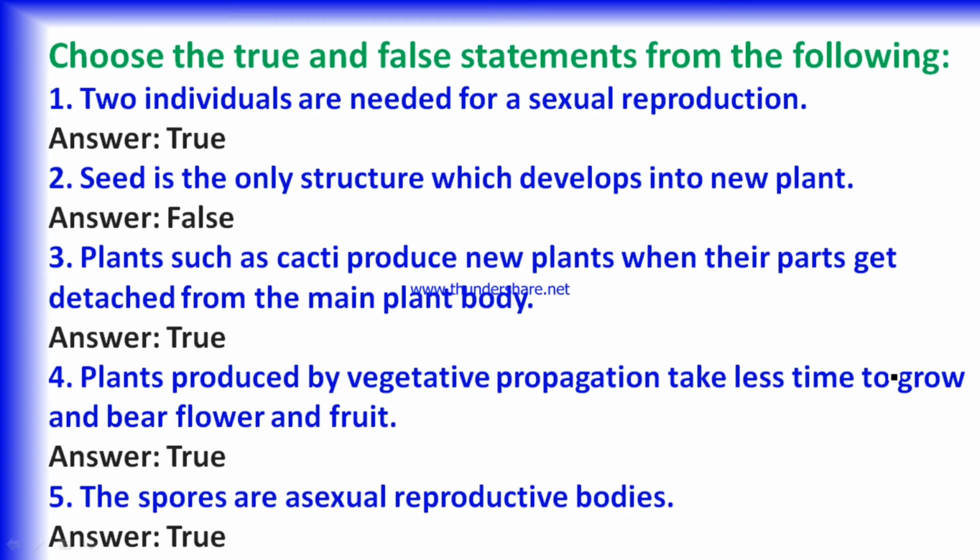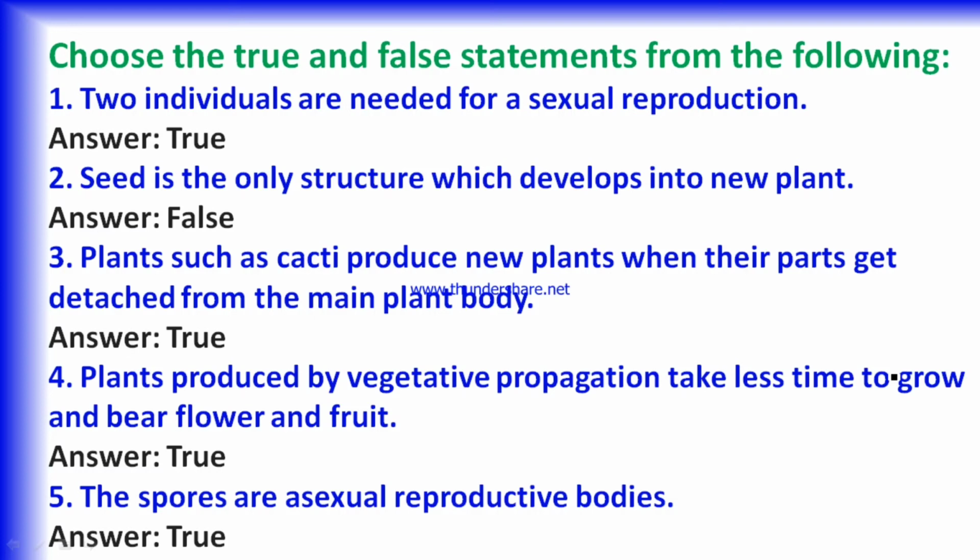Two individuals are needed for sexual reproduction. Obviously true, in sexual reproduction two individuals are really required. If reproduction occurs in only one individual, then it is called asexual reproduction. If two individuals are needed for any type of reproduction, it is called sexual reproduction.